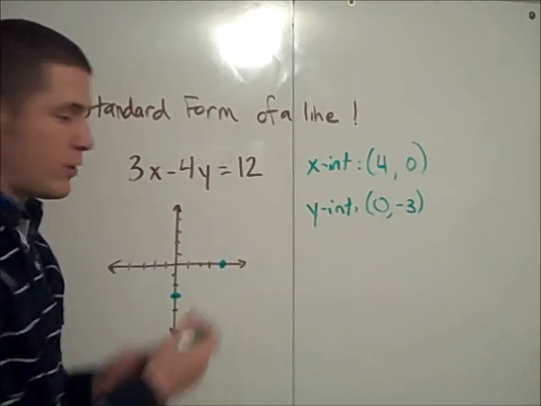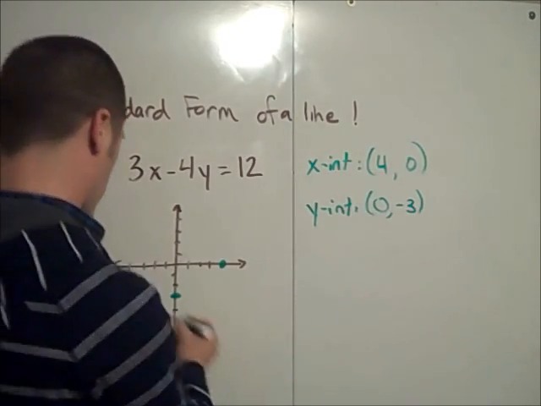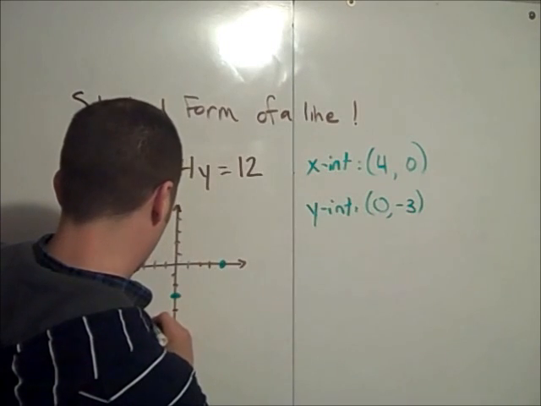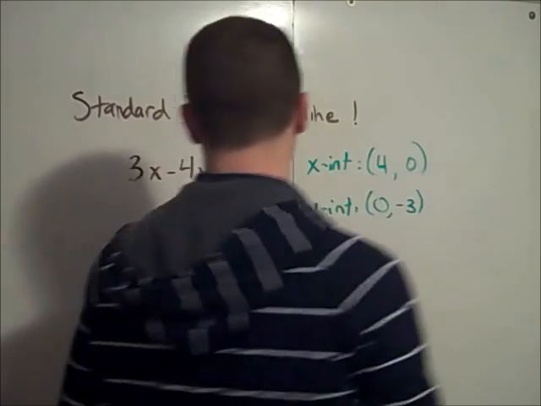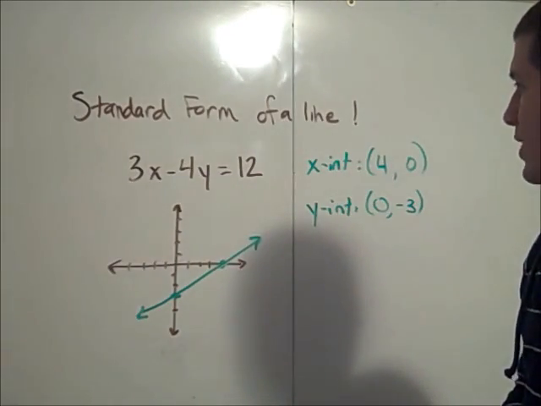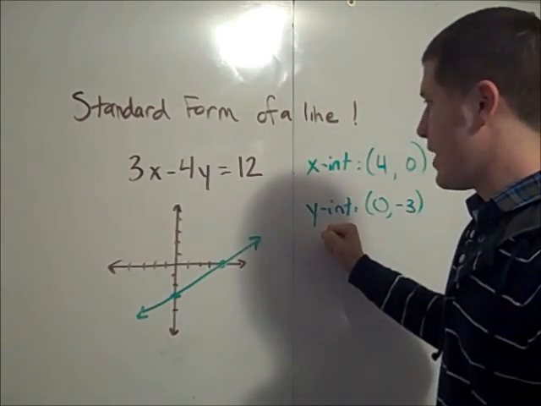Now we've got our 2 points. 2 points determine a line. So use your straight edge, use your ruler, connect the dots. And you have graphed an equation using the intercepts.